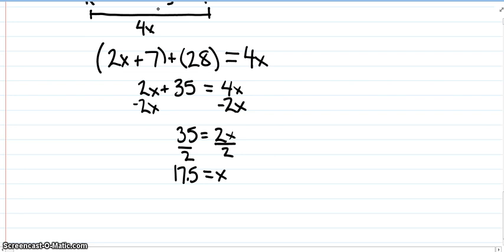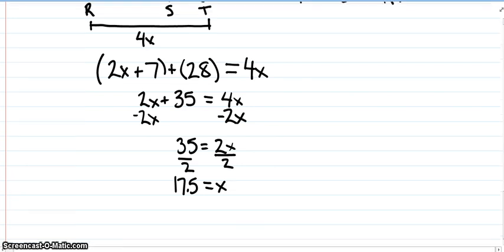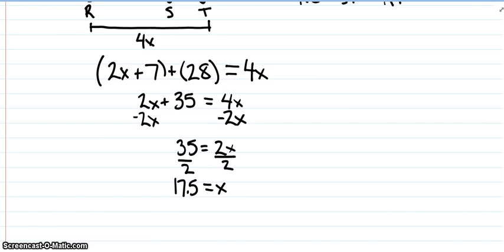We can plug that back in to find the distance of each segment. So if you wanted to know the distance of RT, the whole thing, we would plug 17.5 in for x, and we'd get 4 times 17.5, which would be 70. So that's what you do. You'd find x and solve it in there.